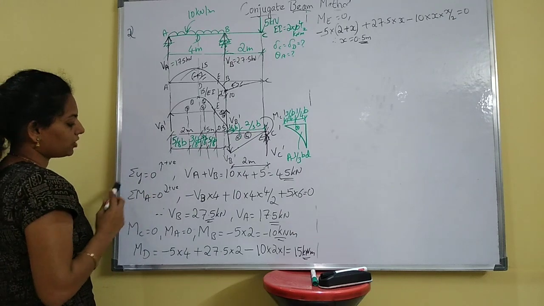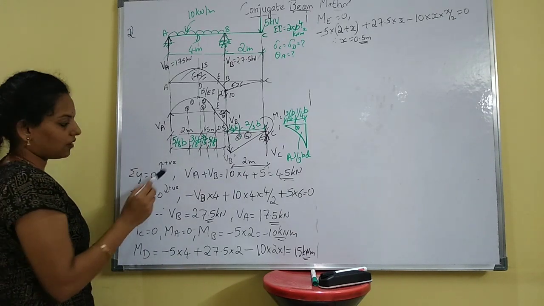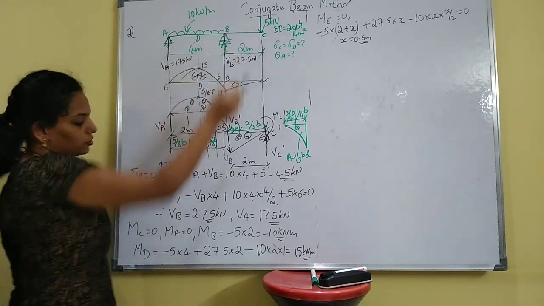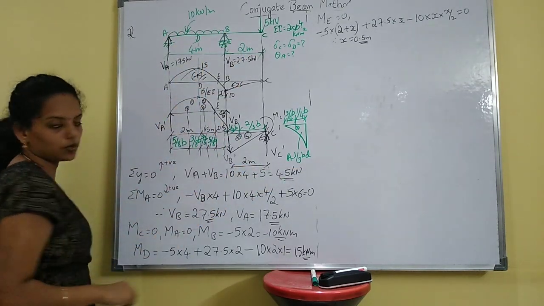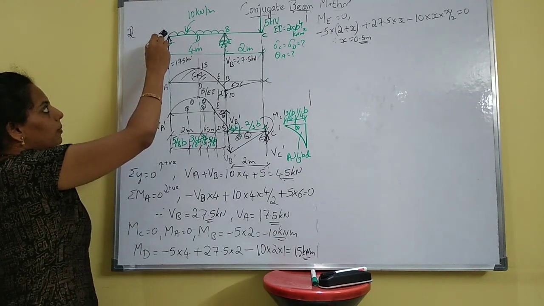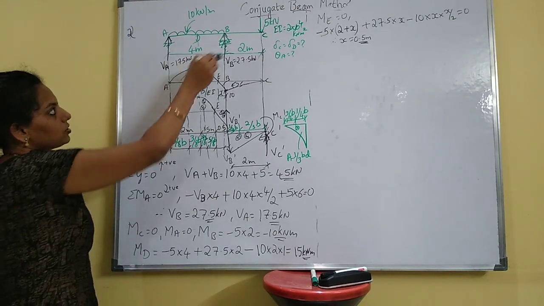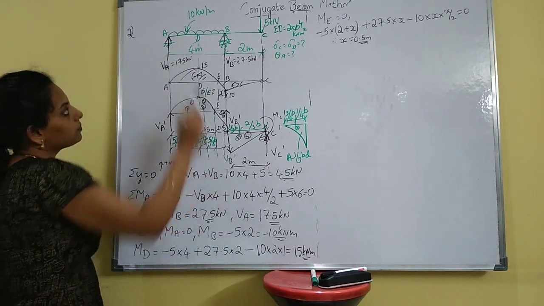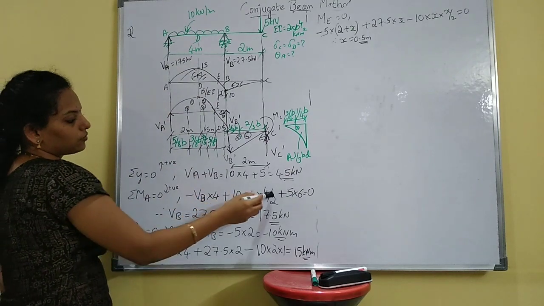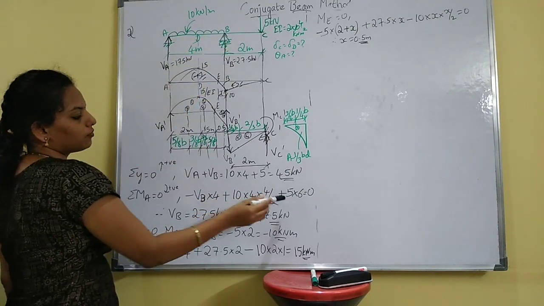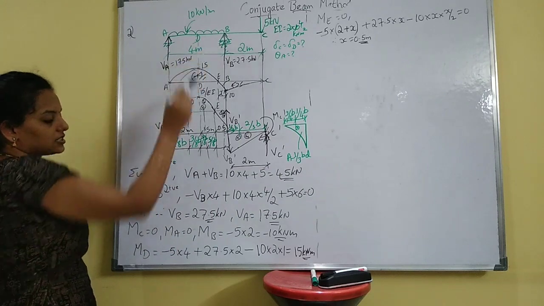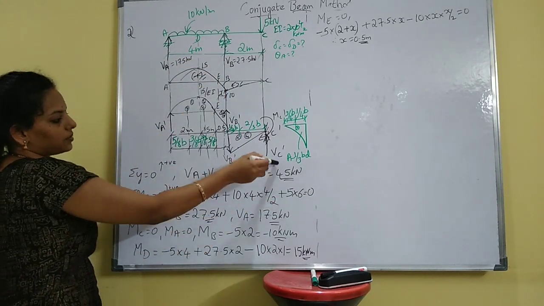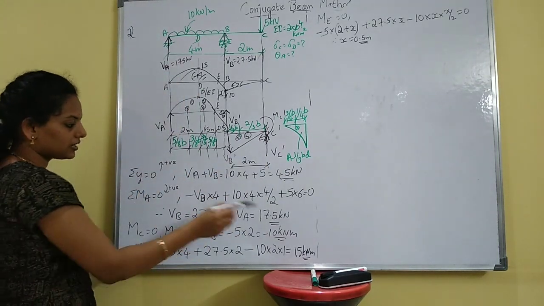First step, to find the reactions, so summation Y equal to 0, upward as positive, VA plus VB is 10 into 4 plus 5 into 2 plus 5, which is equal to 45 kN. Then summation moment at A equal to 0, clockwise as positive, so this is minus VA... VB into 4 meter, then this is clockwise, so 10 into 4 into 4 by 2, again this is clockwise, so plus 5 into 6, total distance 6, which is equal to 0. We will get VB as 27.5 kN. Substitute here, you will get VA as 17.5 kN.